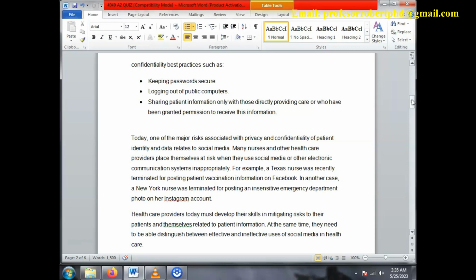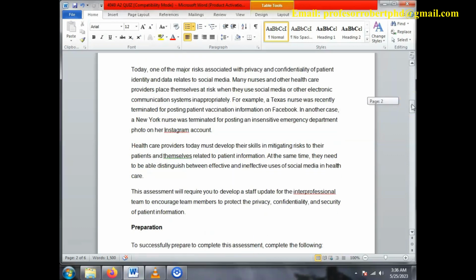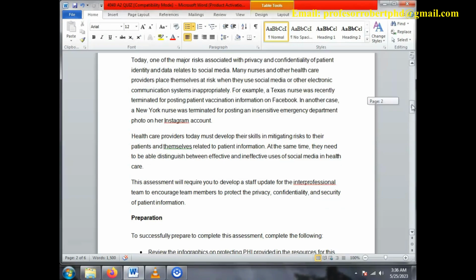Healthcare providers today must develop their skills in mitigating risks to their patients and themselves related to patient information. At the same time, they need to be able to distinguish between effective and ineffective uses of social media in healthcare. This assessment will require you to develop a staff update for the interprofessional team to encourage team members to protect the privacy, confidentiality, and security of patient information.